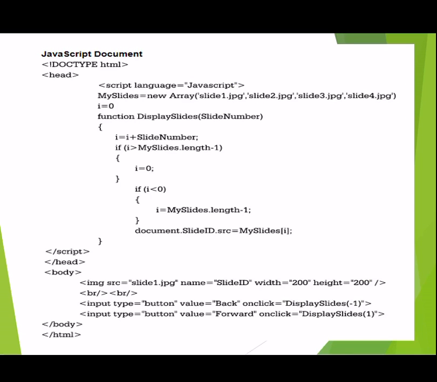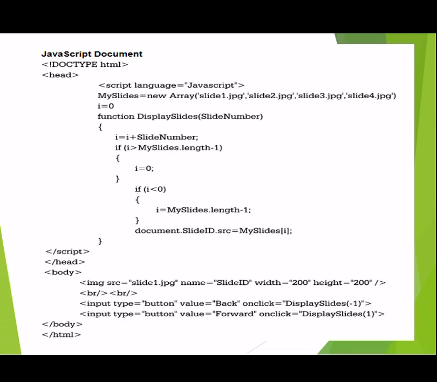Okay, so what you are going to do in this code is create an array whose name will be myslides. Four images you are going to take in that array. Then you are going to use an image tag in order to place the first slide. Then two buttons will be there, a back button and a forward button, in order to move back and forward between the slides. And the display slide function will be used in order to increment the slide value in order to move forward and backward in your slideshow.